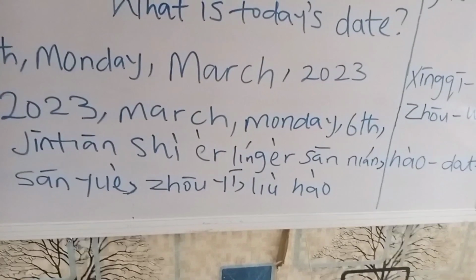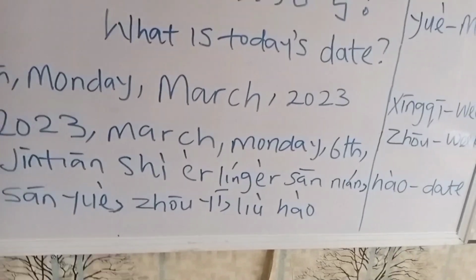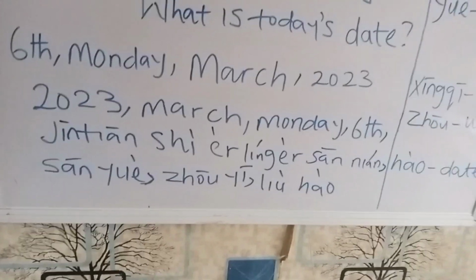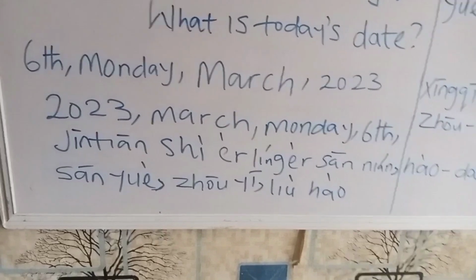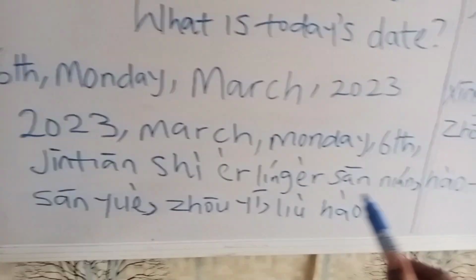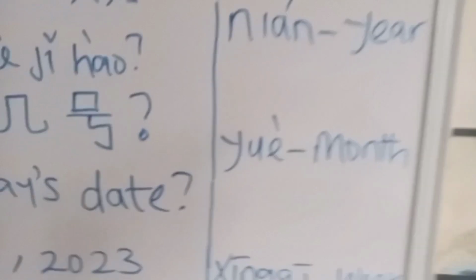今天是2023年3月周一6号. This is how you say the date. If you want to just say the month and the date, you say 今天是3月6号, and that can go. But if you write this in an exam, you will get full score. And here we write the characters for this.